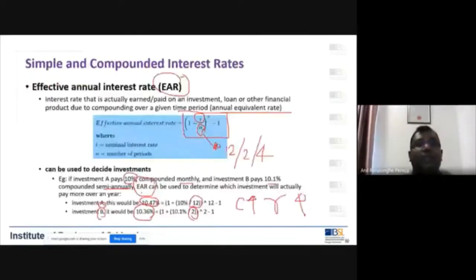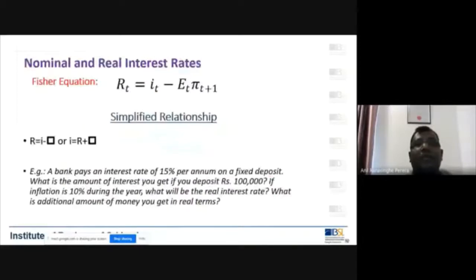Then that is simple and compounded rates. Then we look at nominal and real interest rates. Nominal rates, very simply, as I said earlier also in the case of simple interest rates, is what you nominally quote, what is stated. If you go to a bank, it will quote you a nominal interest rate. Mainly we use i to denote the nominal interest rate.